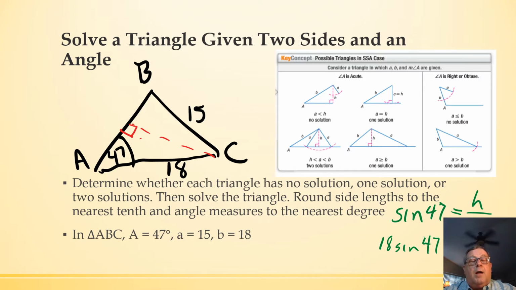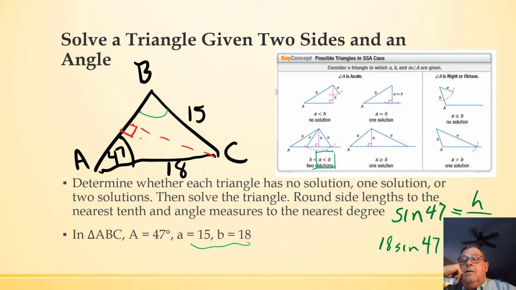So here we've got triangle ABC, and we're told that angle A is 47 degrees, the side opposite it, a, is 15, and side b is 18. What we're trying to discover is what angle B could be. That's our first step in finding the two solutions. This is where we run into the fact that there could be two possibilities for the measure of angle B, because if we look right here, a is less than b, and that puts us into this possible scenario.